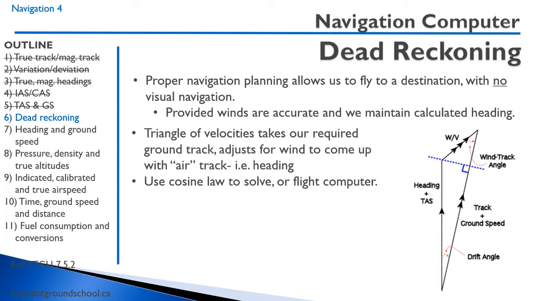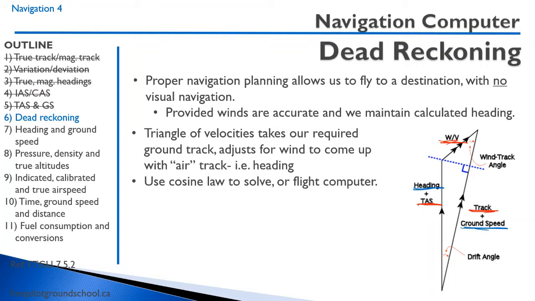So when we're doing our calculations for dead reckoning, there's something that comes up, a triangle of velocities. Now, you're not actually expected to do this, but this is kind of the mathematical basis for what we're going to figure out. So we know our track from A to B, we know our true airspeed, and we know our wind velocity. So what we need to find out is our heading and our ground speed.